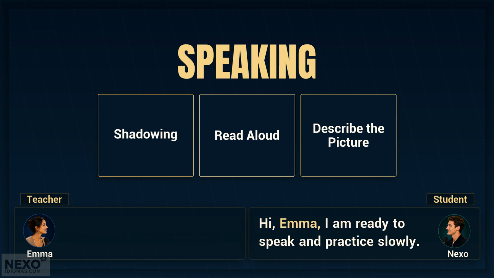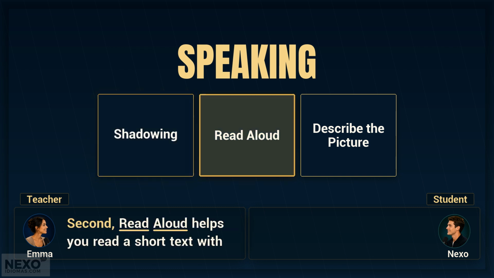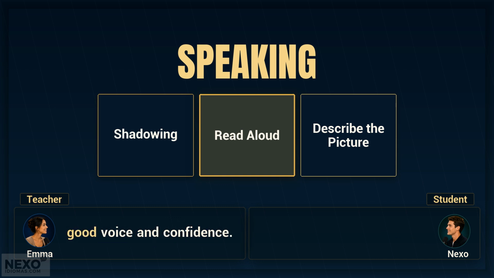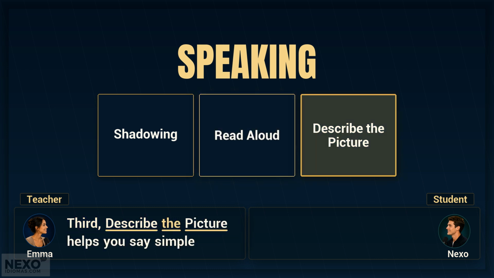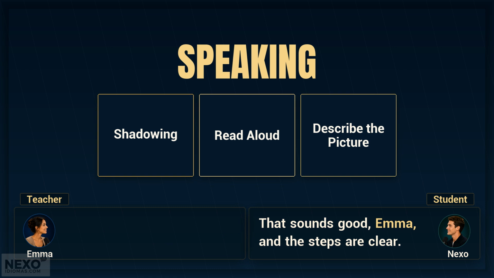Hi, Emma. I am ready to speak and practice slowly. First, shadowing helps you listen and repeat with a clear rhythm. Second, read aloud helps you read a short text with good voice and confidence. Third, describe the picture helps you say simple sentences about what you see. That sounds good, Emma, and the steps are clear.